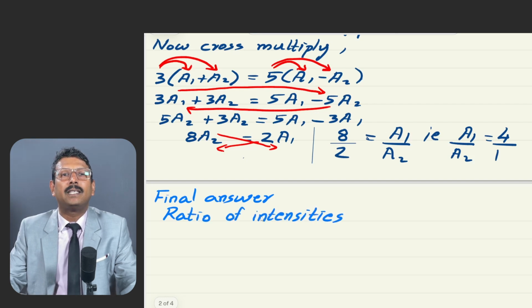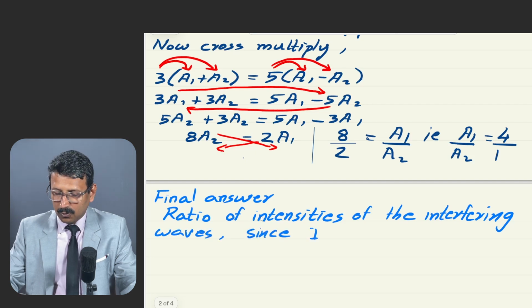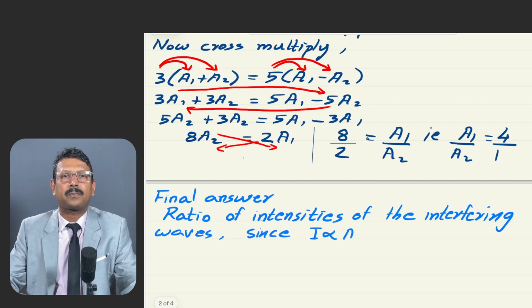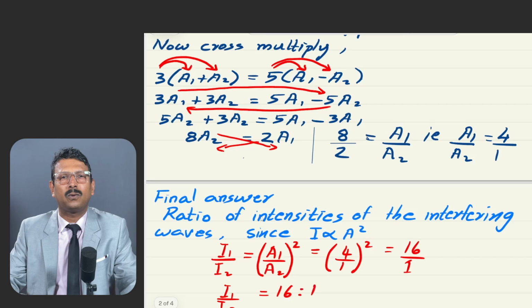The ratio of intensities was given and the ratio of amplitudes we found. So write the proper final answer now. Ratio of intensities of the interfering waves: since I is proportional to A square, I1 by I2 is equal to A1 by A2 whole square. You saw that basic expression. We found the A1 by A2 value as 4 by 1. So square it: 16 divided by 1 square, which remains 1. So the final answer is 16 is to 1.